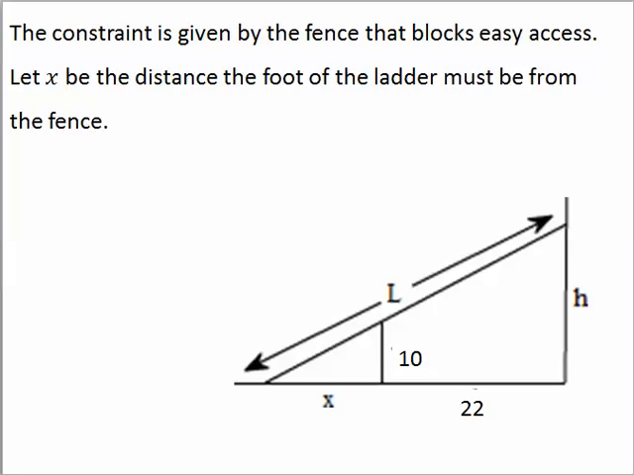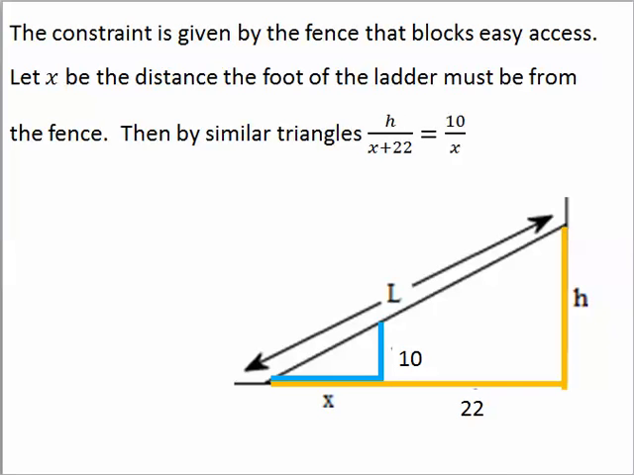The constraint is given by the fence that blocks easy access to the building. Let x be the distance the foot of the ladder must be from the fence. Because x is distance, it will be 0 or positive.